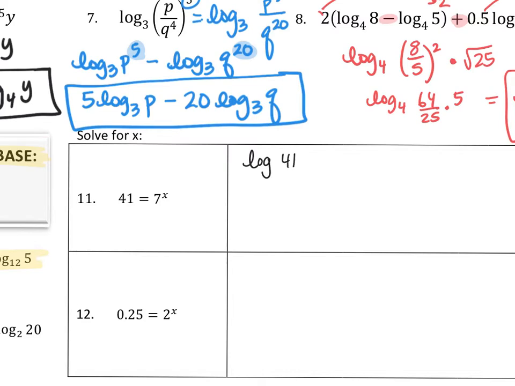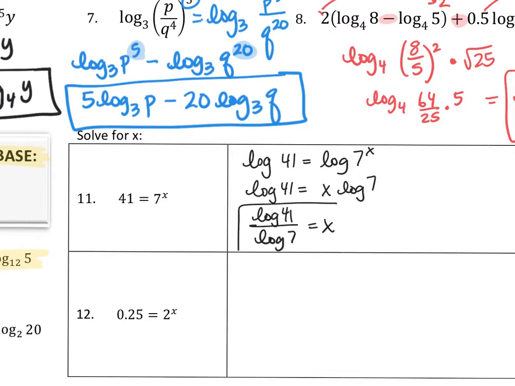So log of 41 is equal to log of 7 to the x power. You can do ln, it doesn't matter, either ln or log, but whatever you do to one side of the equation, you've got to do to the other. Now we're going to use our properties that say we can bring that exponent down in the front. Remember that one? So log of 41 is equal to x times log of 7. And now to get x by itself, I just divide both sides by log of 7. And voila, this is our answer.